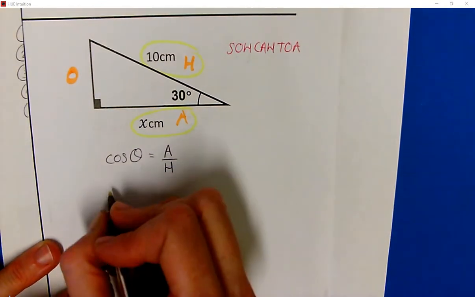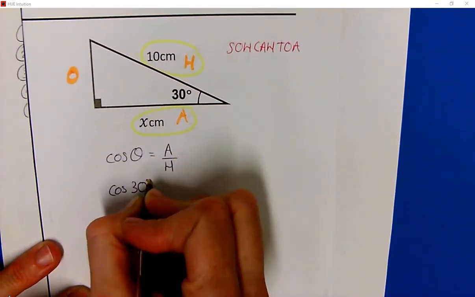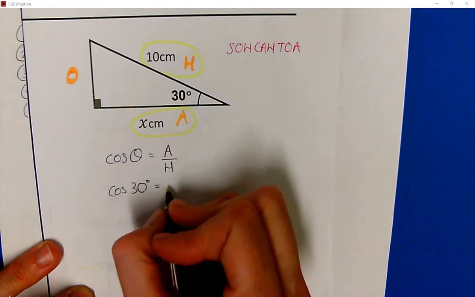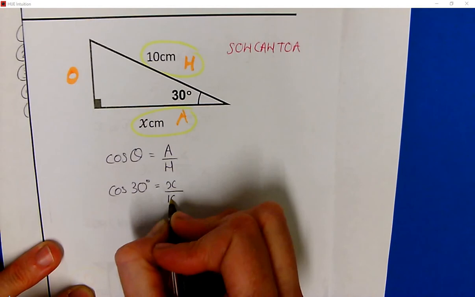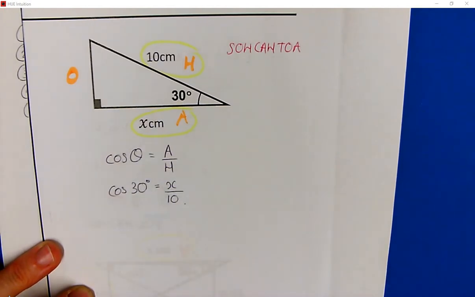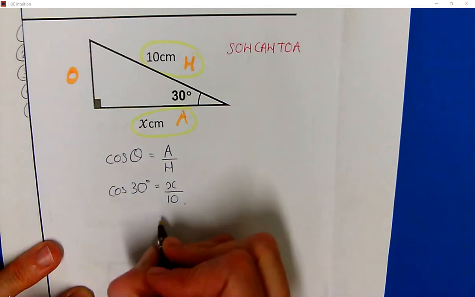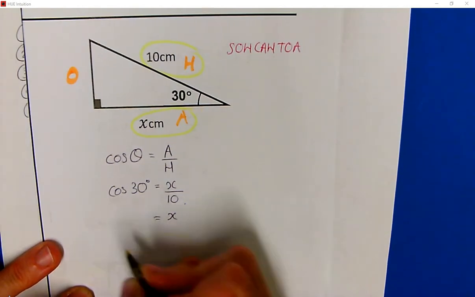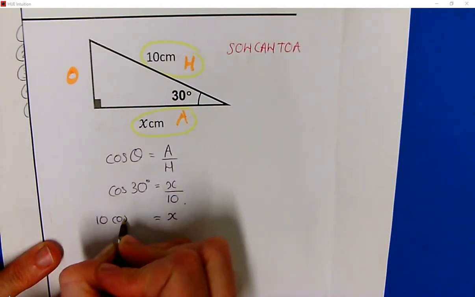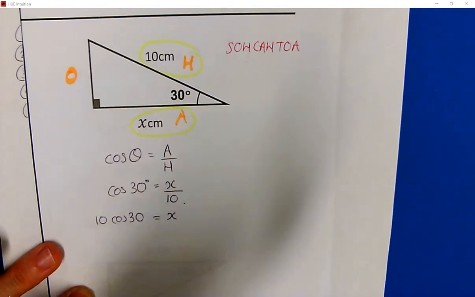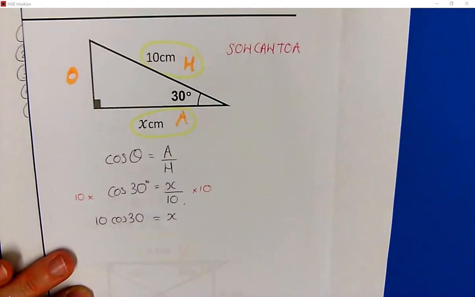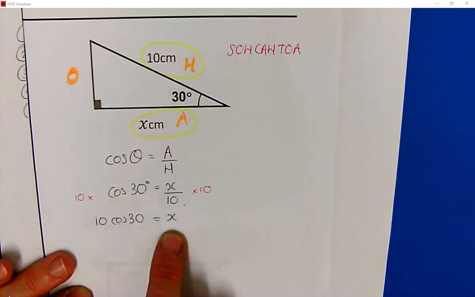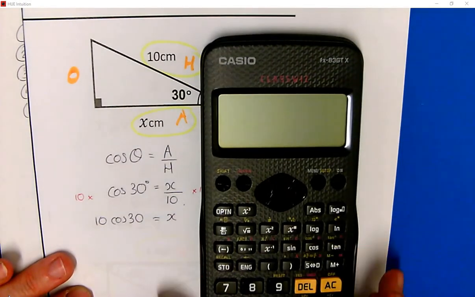Okay, so let's put our information in. The adjacent side has got an x on it and the hypotenuse has got 10. Right, so we've written our equation down. Now we need to solve the equation to get x on its own. So we're going to times both sides by 10. Right, and now finally we're going to work out what this x is by typing on our calculator.